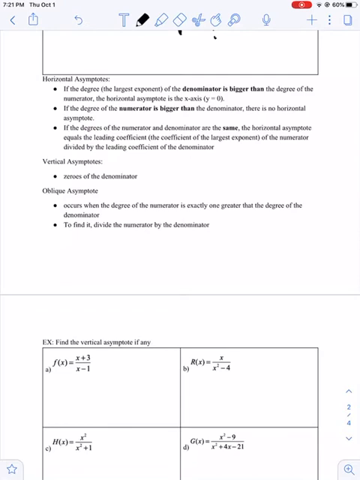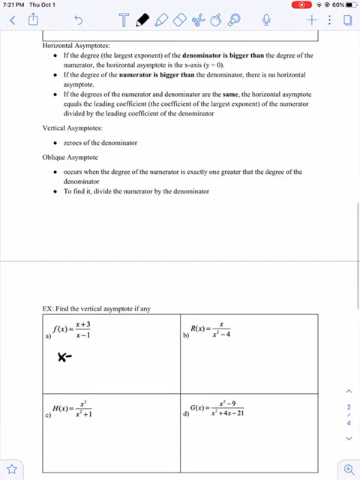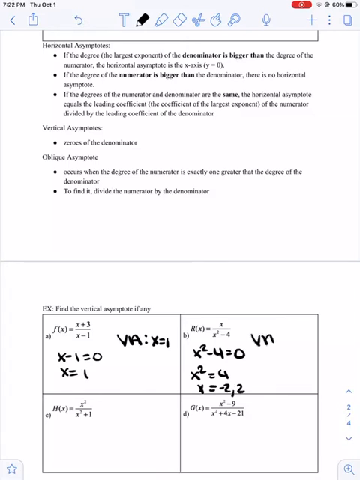The first thing we're doing is finding those vertical asymptotes. So we are going to set those denominators equal to 0 and solve. So x minus 1 equals 0, x equals 1. So that means we have a vertical asymptote at x equals 1. Next, we have x squared minus 4 equals 0, x squared equals 4, x equals negative 2 and positive 2. So we're going to have two vertical asymptotes at x equals negative 2 and x equals 2.